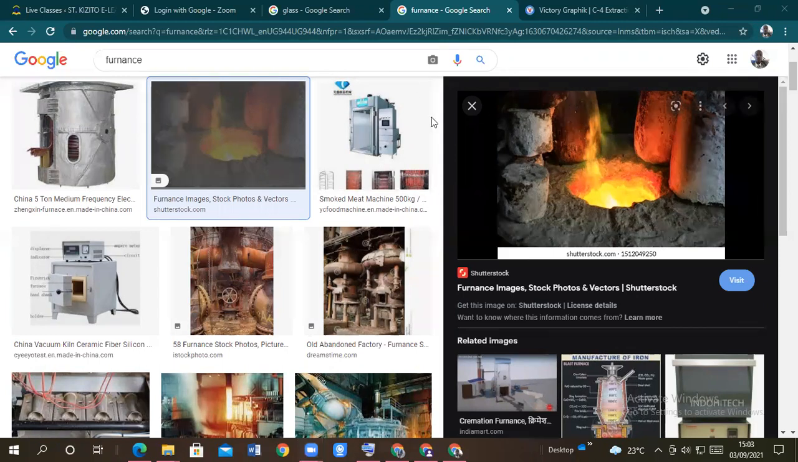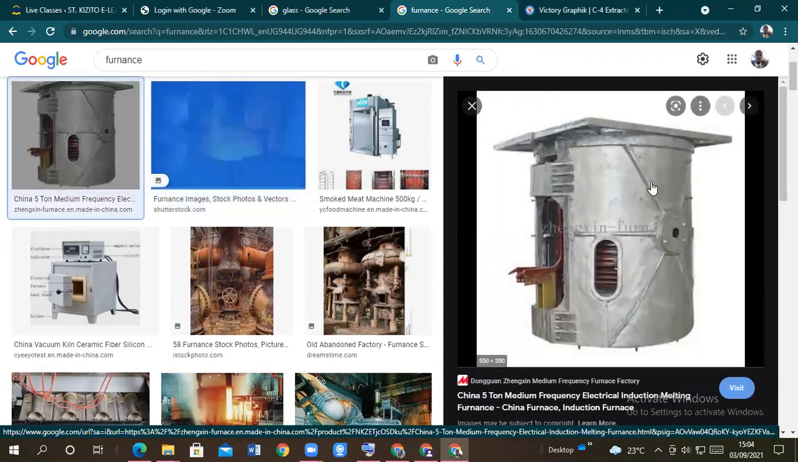Yes, teacher. You have seen what we mean by furnace. This one is like the 5-ton medium frequency furnace. This is the way it is built. Okay? Now outside they put metal. Then inside in the same wall they put what? They put clay. Okay? We shall know why they use clay inside.